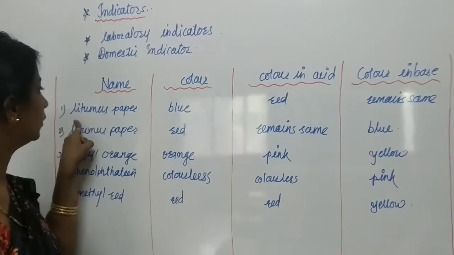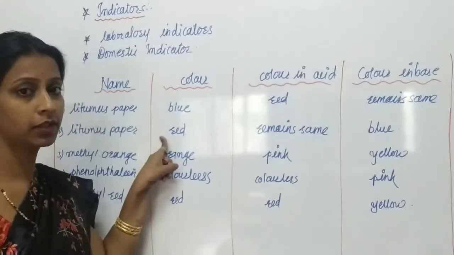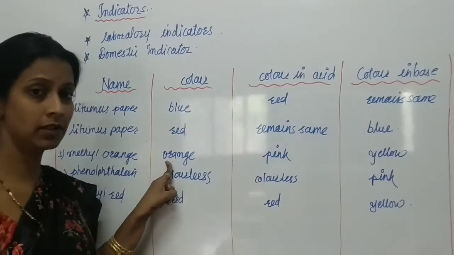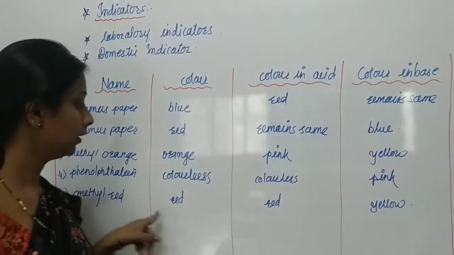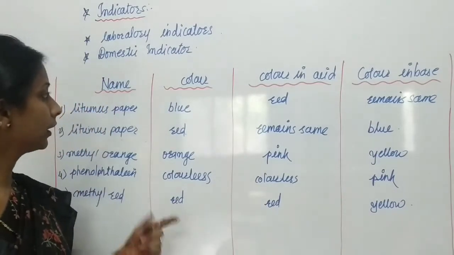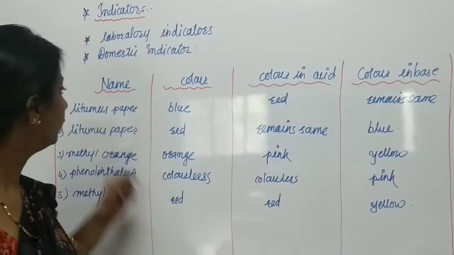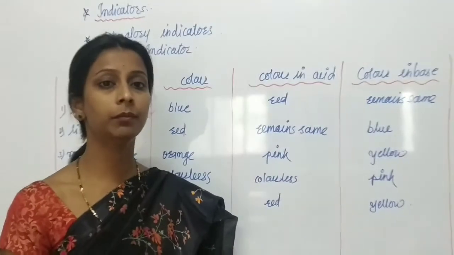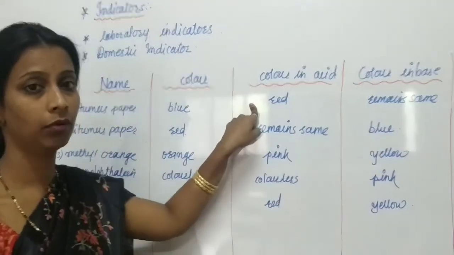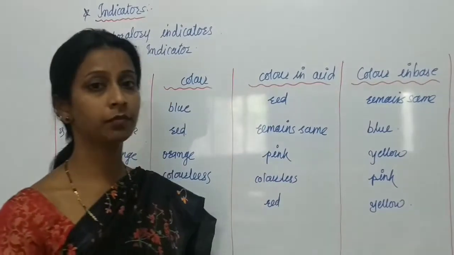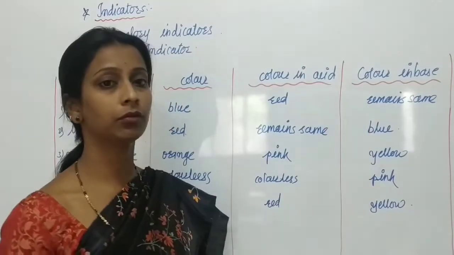Now the colors of the indicators are given here. Blue litmus paper, red litmus paper, and methyl orange is orange in color. Phenolphthalein is a colorless liquid, and methyl red is a red colored liquid. These are the colors of those particular indicators. Now when we dip blue litmus paper in acid, it becomes red. When we dip blue litmus paper in base, it remains as it is. Its color does not change.